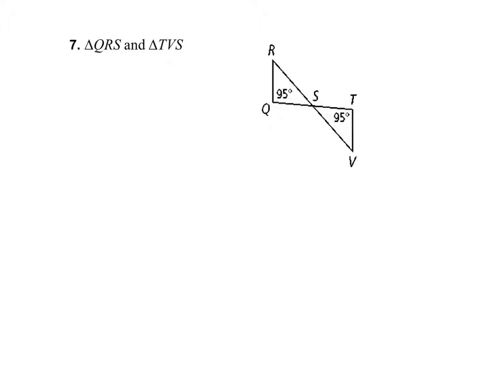So in this one, I know that those two angles are congruent. I know that this angle is congruent to that one because they are vertical angles. I know that R is congruent to B, but I don't have enough information to prove that they're congruent because I don't know what's happening with the sides. So we cannot conclude that they are congruent.